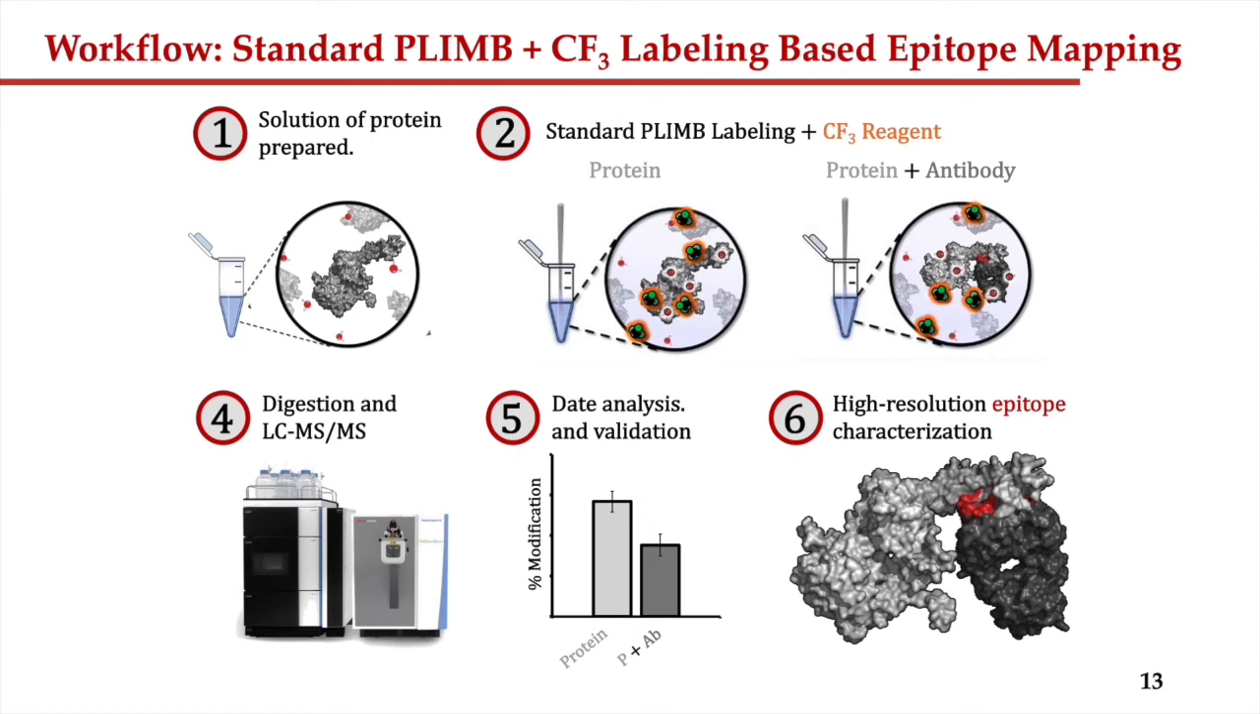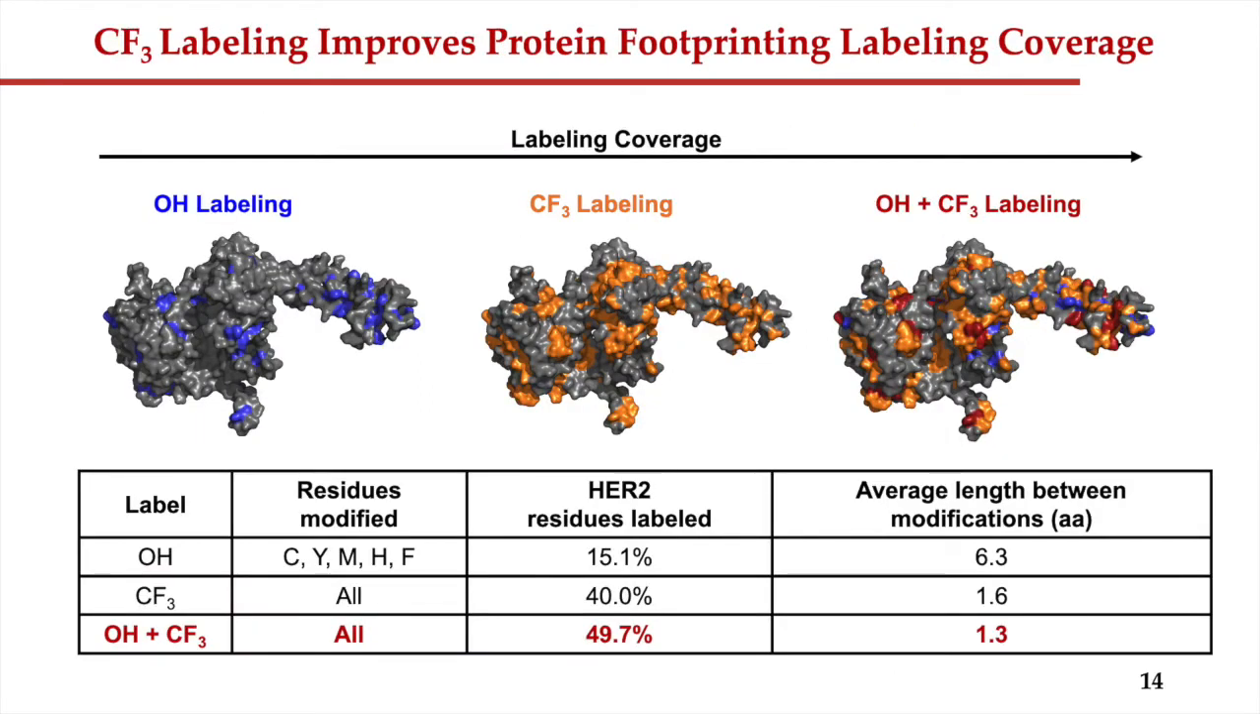Now, what can CF3 add? So we repeated this experiment, and we just added our Van Gogh's reagent to generate CF3 radicals. And here's the data we saw. While we primarily observed cysteine and phenylalanine labeled with OH labeling alone, when we add our Van Gogh's reagent, we were able to label every single one of the amino acids, all 20, which is really exciting. Whereas we had a label approximately every 6 amino acids without the reagent, with it, we now have a label every 1.3 residues, or approximately 50% of the protein is labeled.